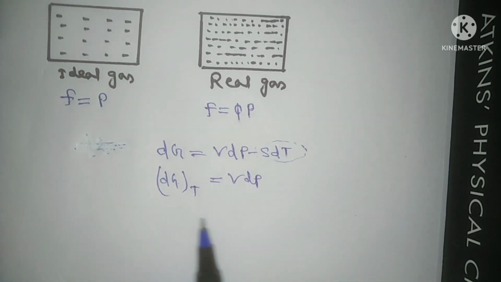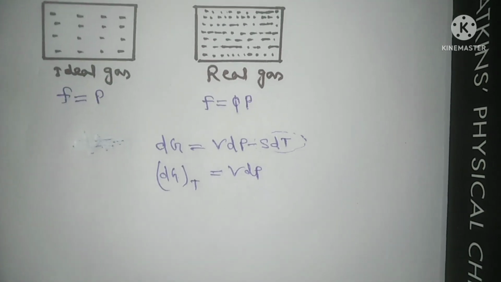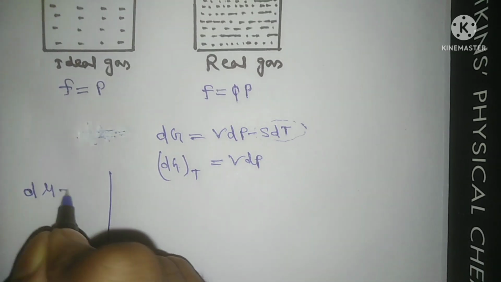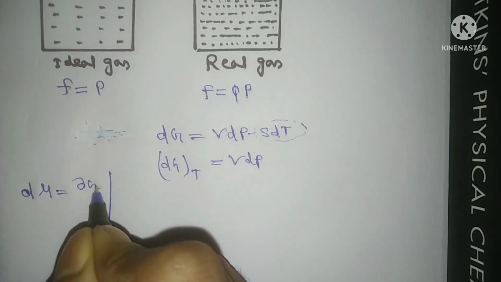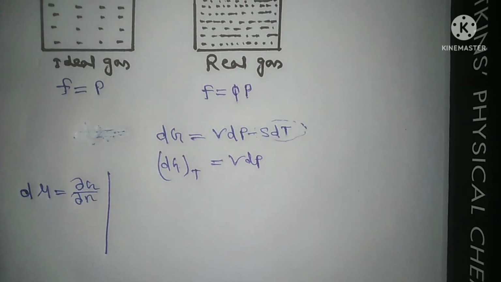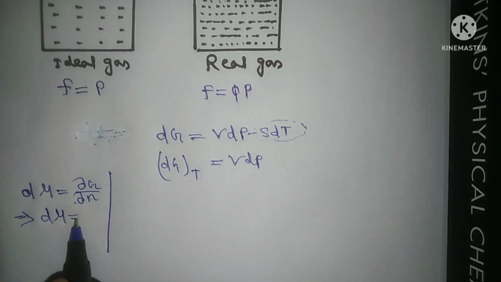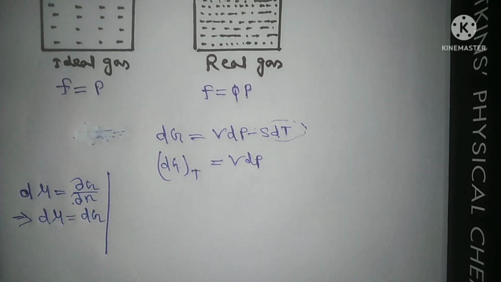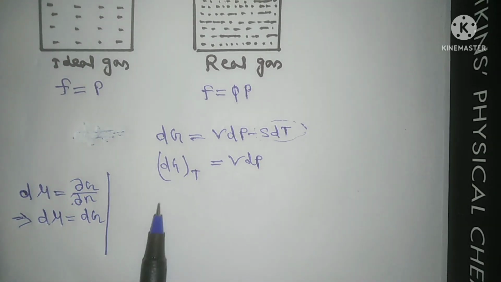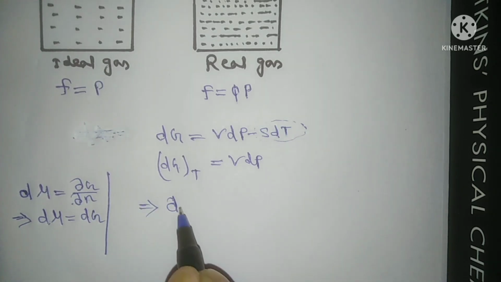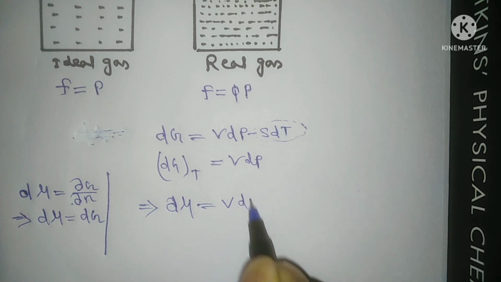Now, chemical potential is defined as dG upon dn. For 1 mole of a gas, this dn term will be equal to 1, so chemical potential will be equal to Gibbs free energy. So we can put d mu instead of dG. d mu is equal to V dP.